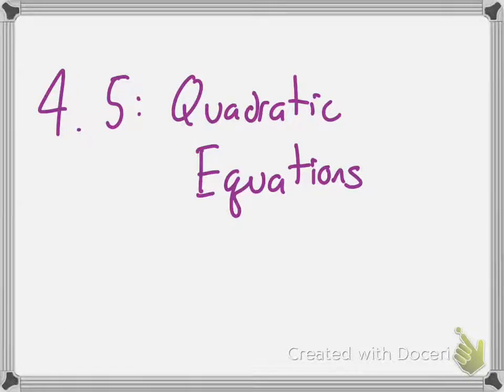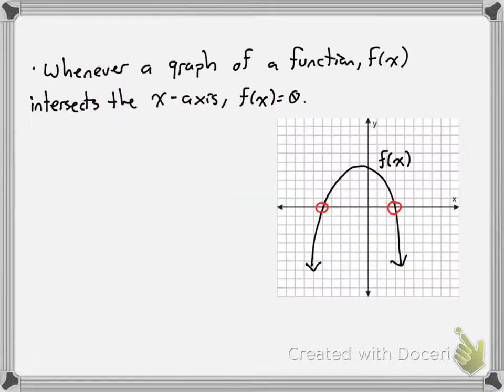In section 4.5, we're going to talk about quadratic equations. Specifically, we're going to look at zeros and how to solve quadratic equations. Whenever a graph of a function, f of x, intersects the x-axis, f of x, or our output, equals 0. Basically, we're just finding our x-intercepts here.